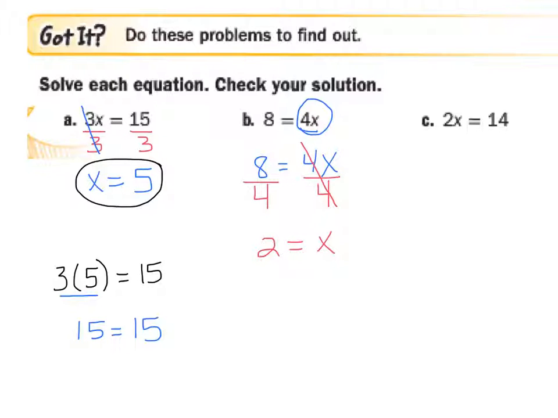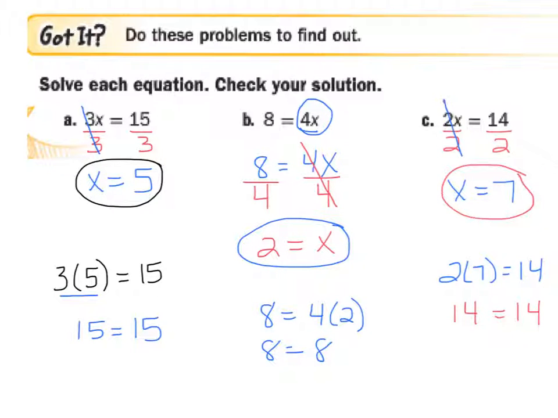So let's check to see if that works. Is 8 equal to 4 times 2? It sure is. 8 is equal to 8. So our answer is 2 is equal to x. So why don't you go ahead and try C by yourself. Pause the recording and try it and see if your work matches mine.